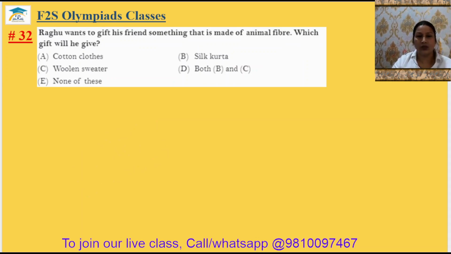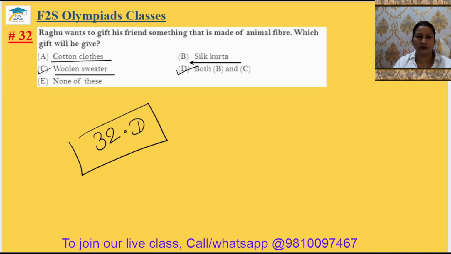Question number 32. Raghu wants to gift his friend something that is made up of animal fiber. Which gift will he give? Cotton cloth means cotton fiber, that is your plant fiber. Silk kurta obtained from silkworm, that is your animal fiber. Woolen sweater is obtained from sheep, so that is your animal fiber. Okay, option D will be the correct answer. 32 answer is the option D.